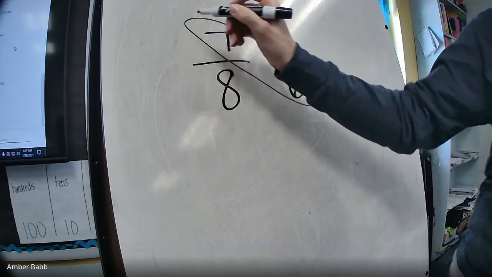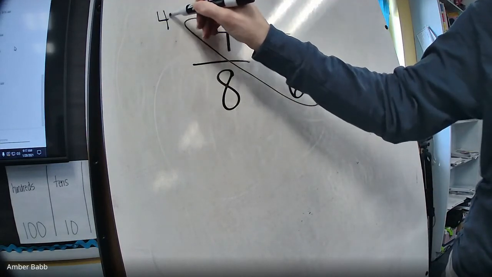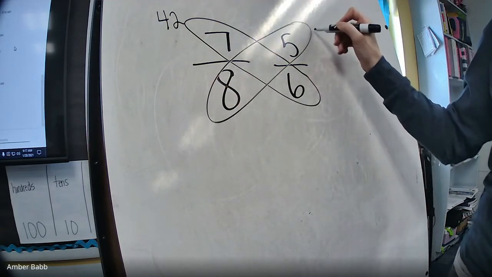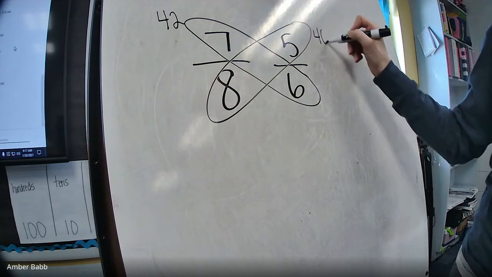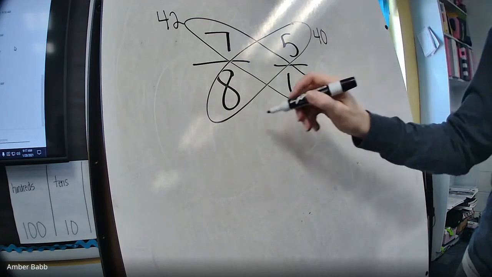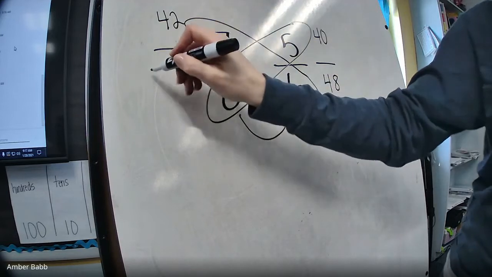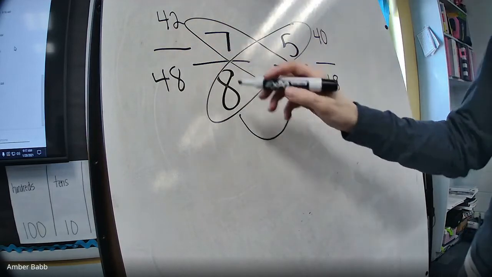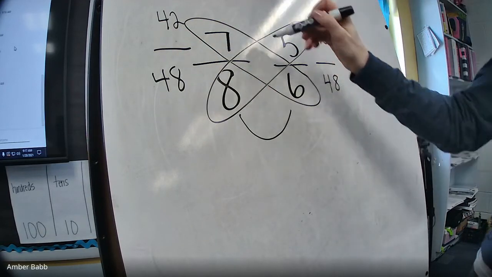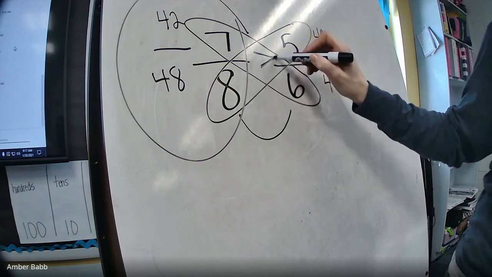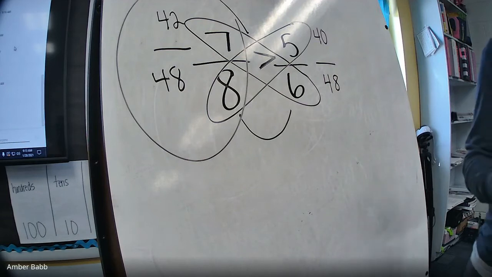All right. So let's work this out. 7 times 6 is 42. 8 times 5 is 40. And my bottom is going to be 48. Okay. My bottom's the same. My numerator, that one's bigger, so my alligator's chomping down the 7/8.